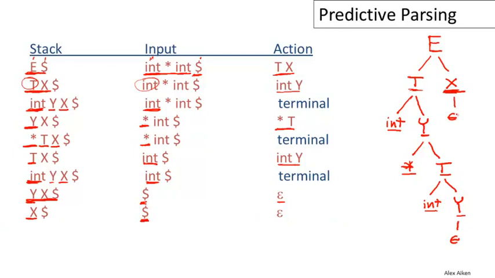And then what happens? Well, X gets popped off the stack and nothing gets pushed on because the production was X goes to the empty string. And now we see we have $ on top of the stack, $ in the input, and so we have emptied the stack, we have reached the end of the input, and so we accept. That is a successful parse.